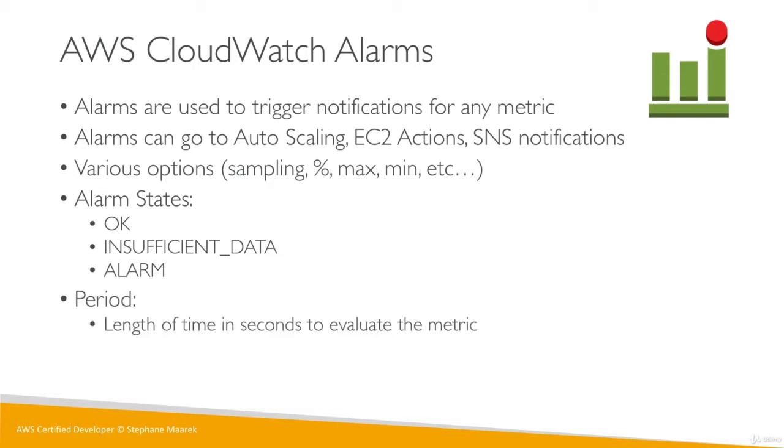In terms of period, you have to specify a length of time in seconds to evaluate the metric. And if you use a high resolution custom metric, you can choose 10 seconds or 30 seconds as the period for the evaluation of your alarm. So that's really it for alarms. Let's go quickly into CloudWatch to see how they work.